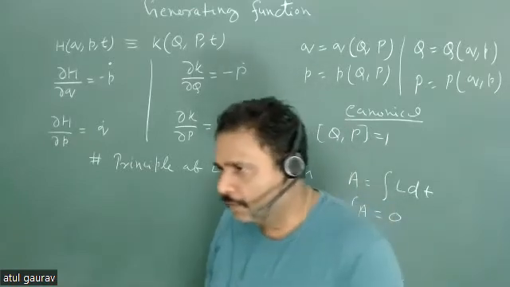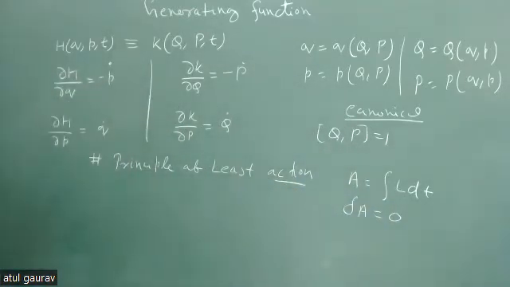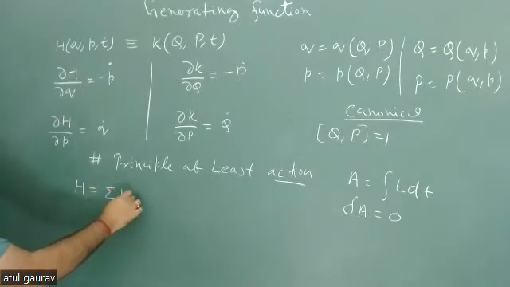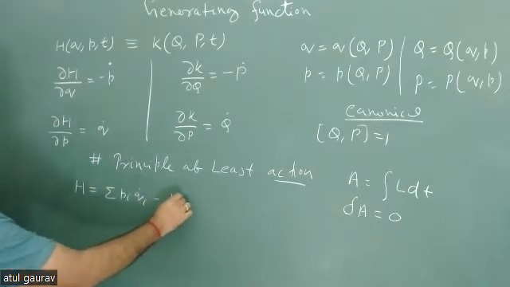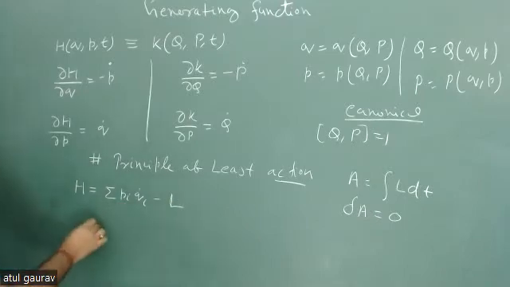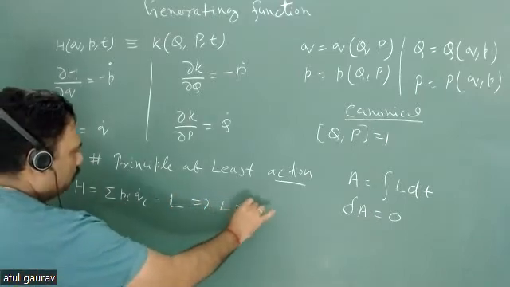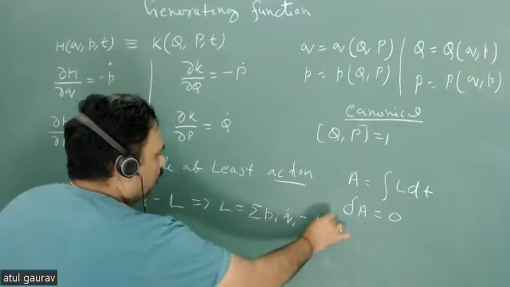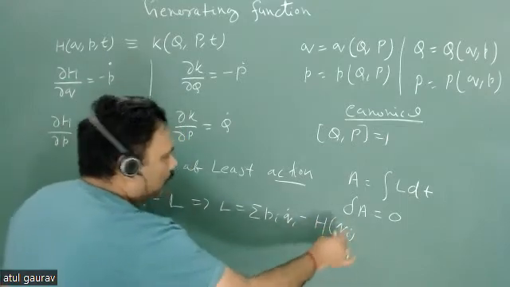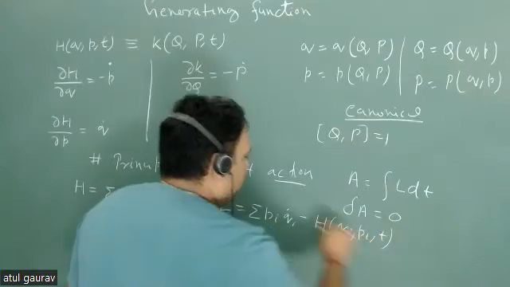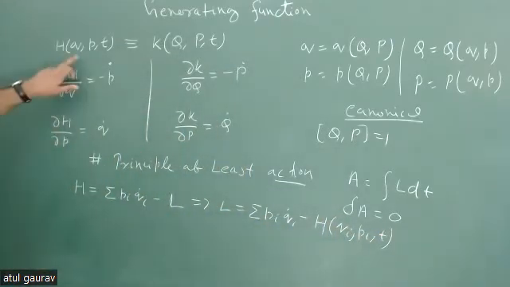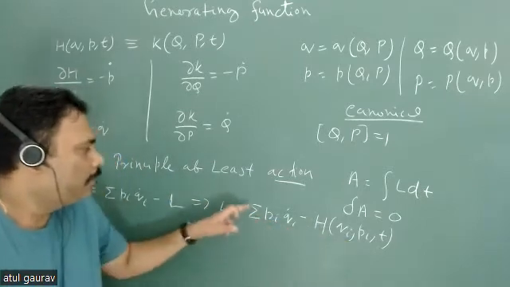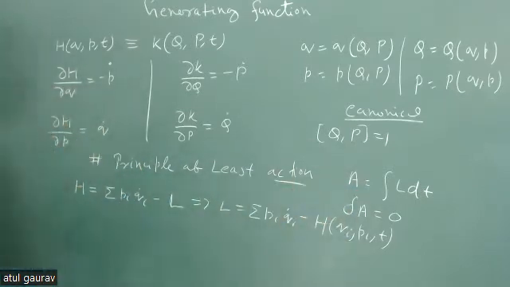So what is the principle of least action as a form of Hamiltonian? Obviously the Hamiltonian is defined as summation over p_i q_i dot minus L, and L can be written as summation over p_i q_i dot minus H, and H can be a function of generalized coordinate, generalized momentum, and time. So this Hamiltonian has to follow this particular principle of least action.